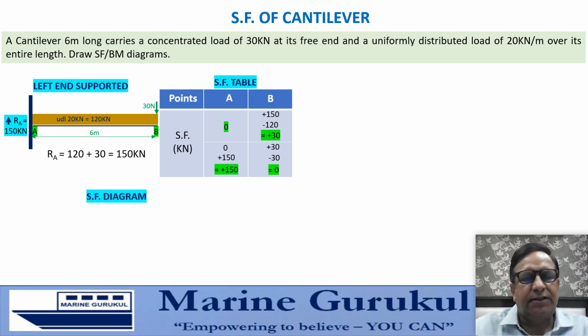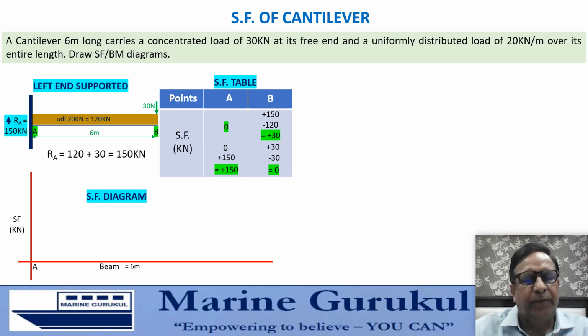Now we draw the SF diagram. We have the x-axis, this is the beam, 6 meters long, and the y-axis represents the shearing force in kilonewton. We mark point A, the fixed end, and the point B, the free end. We graduate the y-axis, each graduation representing 30 kilonewton. Now we mark the SF forces from the SF table.